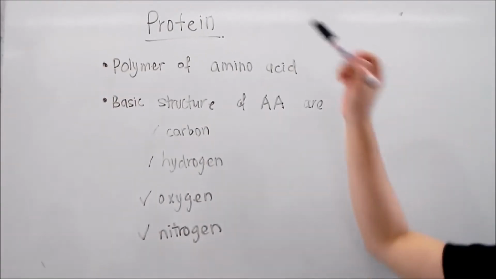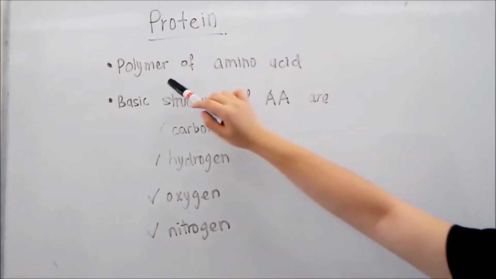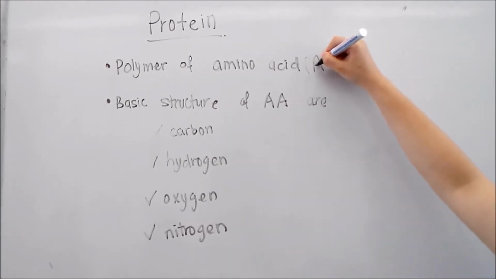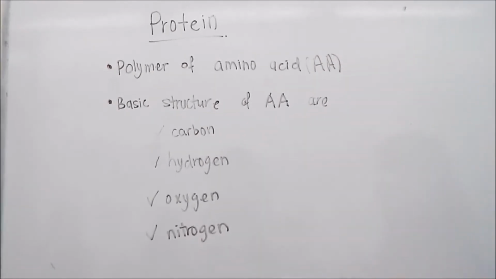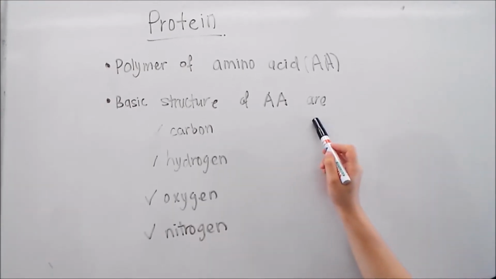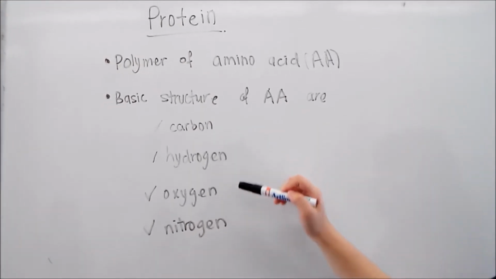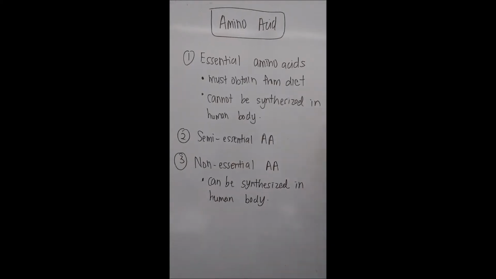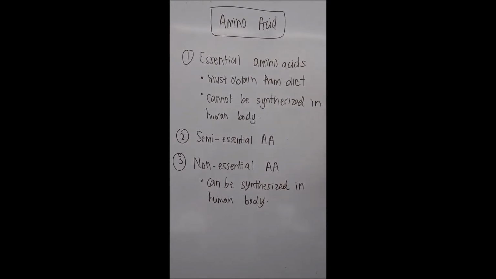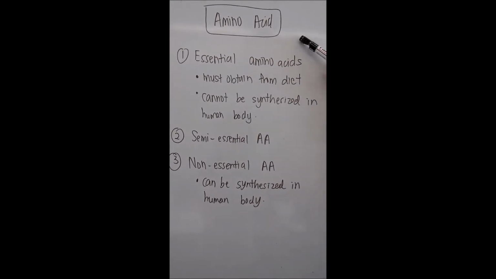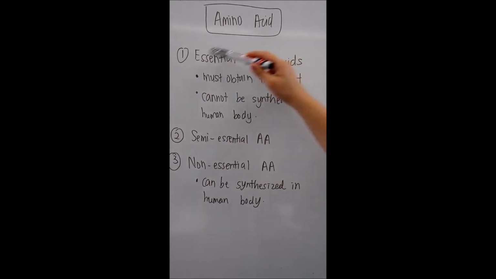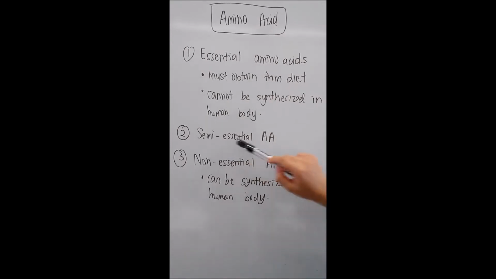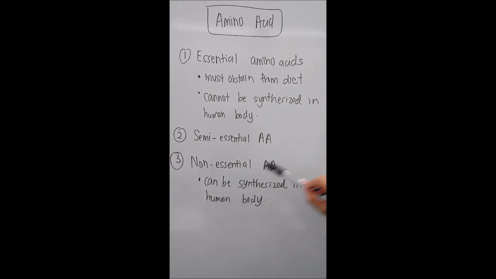So now we will talk about protein. Protein is actually a polymer of amino acids, and amino acid can be written as A. So these are the basic elements of amino acid: carbon, hydrogen, oxygen, and nitrogen. Just now we mentioned that proteins are made up of polymers of amino acids. Amino acids can be divided into 3 types: essential amino acid, semi-essential amino acid, and non-essential amino acid.